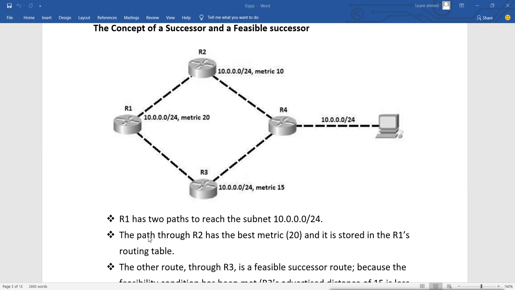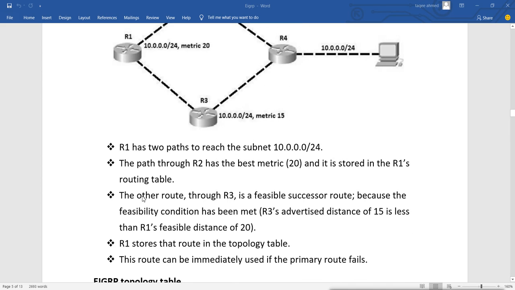Now the path through router 2 has the best metric, 20. You can see the metric 10 here, and it is 20 here. So the best is 20, and it is stored in R1's routing table. So it is added into the routing table here. To reach this network, we can go using metric 20. The other route, through router 3, is a feasible successor route, because the feasibility condition has been met: router 3's advertised distance of 15 is less than router 1's feasible distance, which is 20.